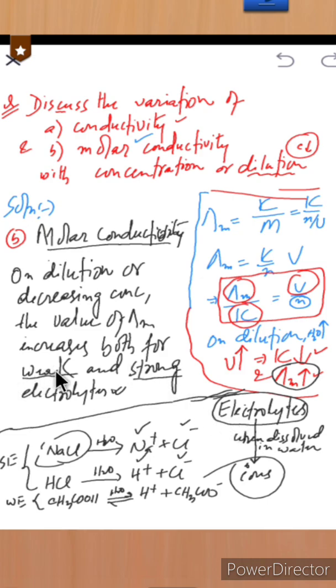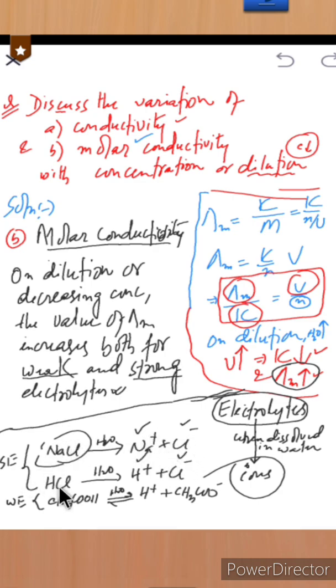As I have already mentioned here, now strong electrolyte. Strong electrolytes are those electrolytes which completely dissociate into ions when dissolved in water. So NaCl will not be left, because it will be converted into ions 100%.